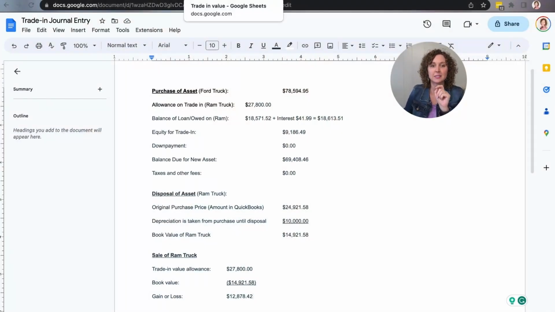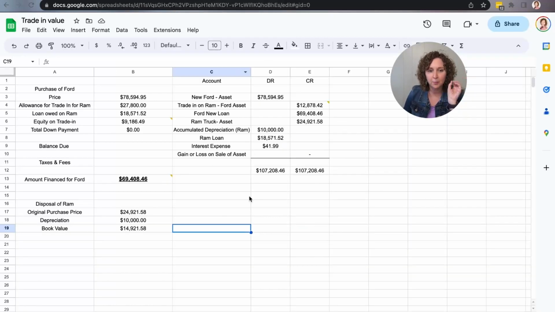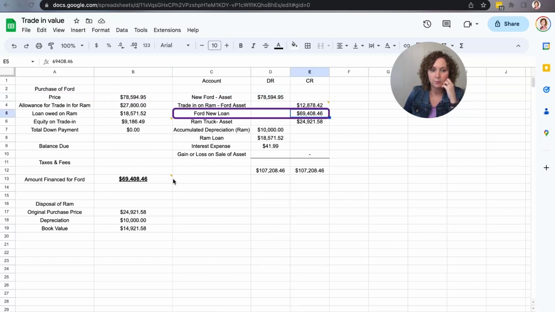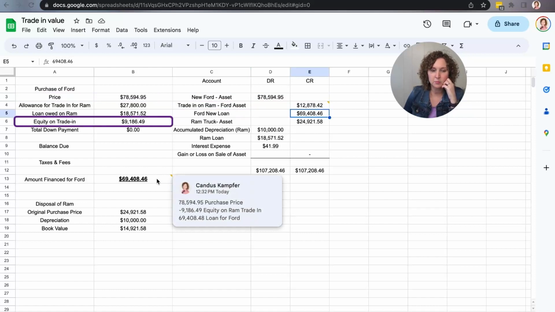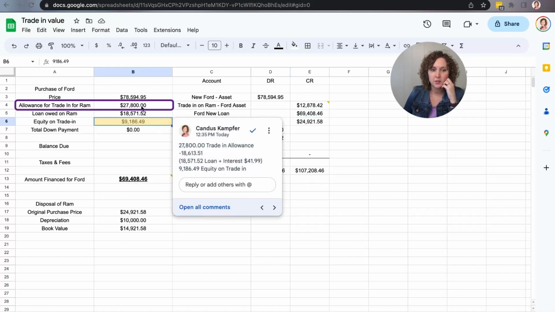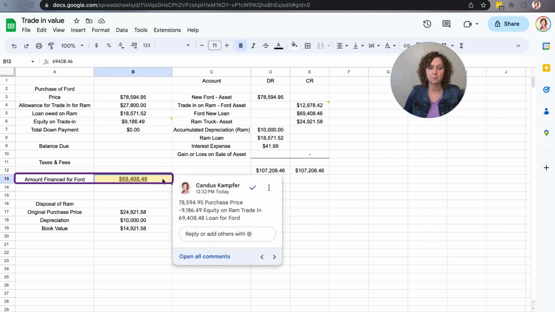I created a Google spreadsheet to summarize it for you and to have our debits and our credits. So you can always use this as a guide. When we're looking at this, you're going to see we have the purchase price, which we're going to use when we create our asset in QuickBooks. We're going to have our loan balance, which is here. The loan balance comes from the purchase price minus what we had as equity. Remember the equity, this amount right here, comes from the $27,800, just as a reminder, from the amount that we owed on the loan itself plus the interest gives us our trade-in value. And that is where this math comes from.